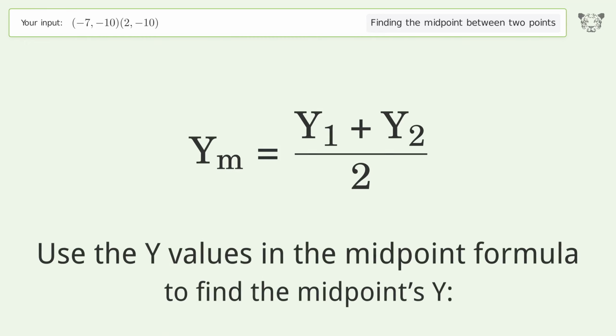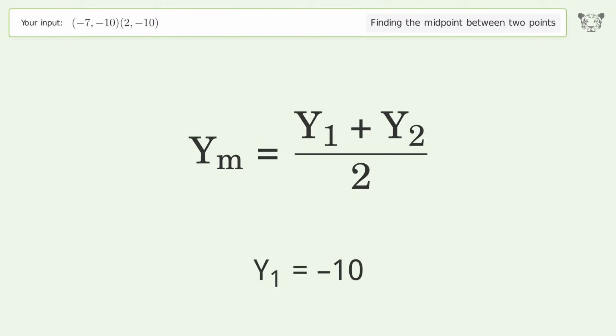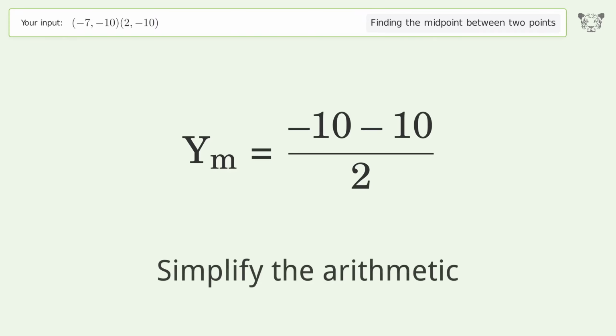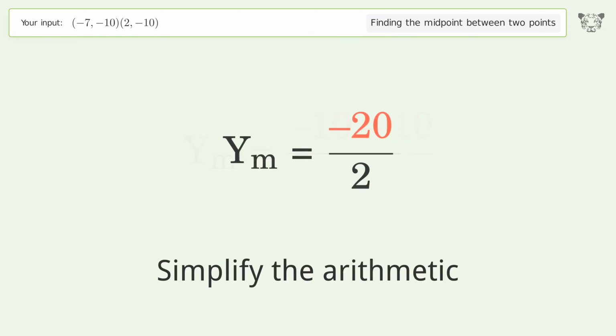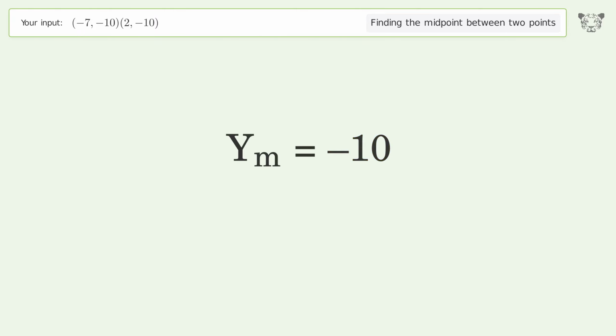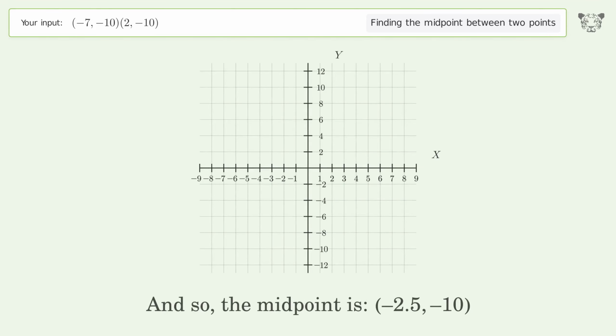Use the y values in the midpoint formula to find the midpoint's y. y1 equals -10. y2 equals -10. Simplify the arithmetic. And so, the midpoint is -2.5, -10.